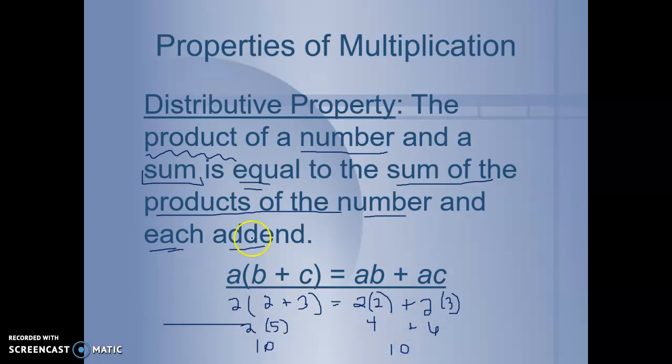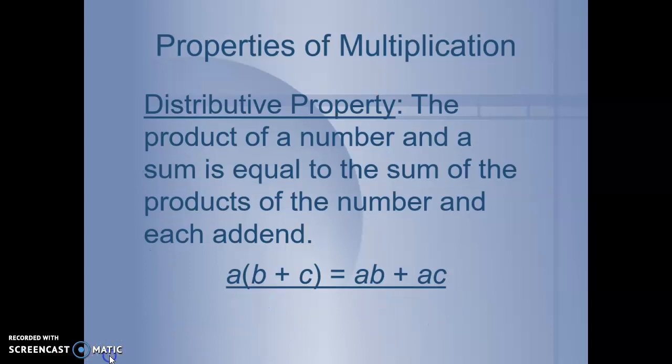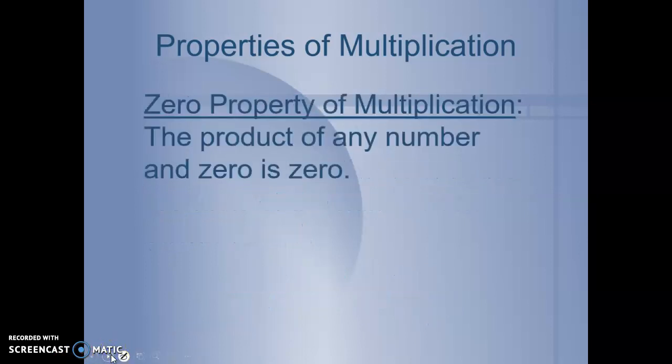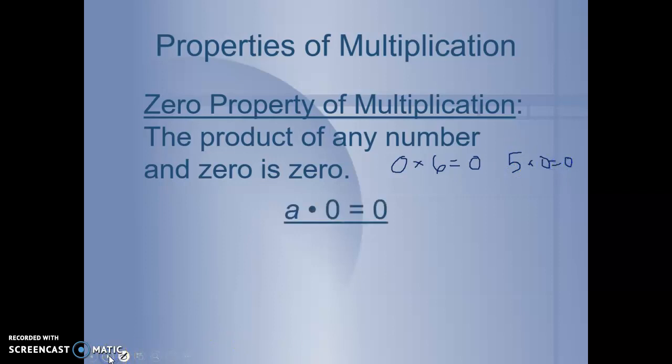This helps us when we want to break down larger numbers or maybe combine smaller numbers. The distributive property will help us out when we're multiplying partial sums and other things in the future. We also have the zero property of multiplication, which states that the product of any number and 0 is 0. And that makes sense. If you have 0 groups of 6, how much do you have? 0. Or if you have 5 groups of 0, 5 groups of nothing is still nothing. Pretty straightforward there.